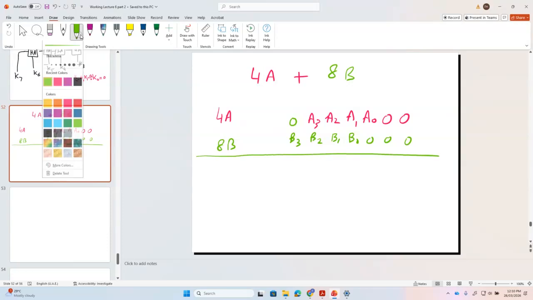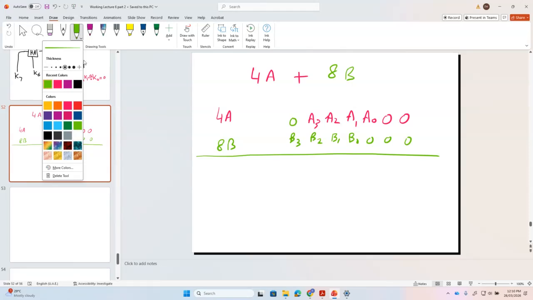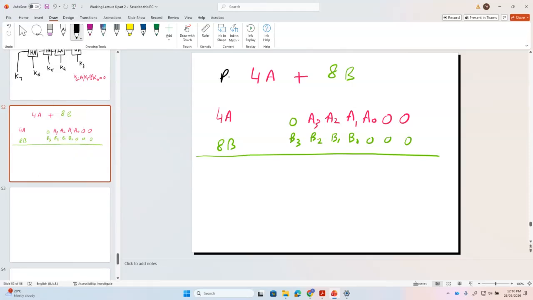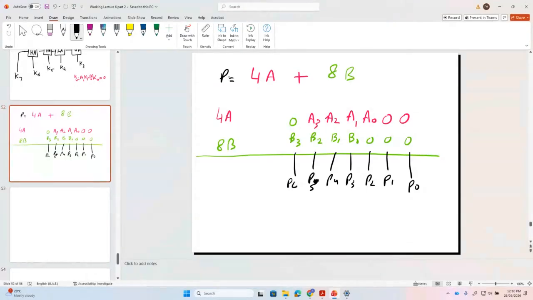And then let's assume this is my P. What is this? P0, P1, P2, P3, P4, P5, P6. And then we get what? P7. It says overflow.